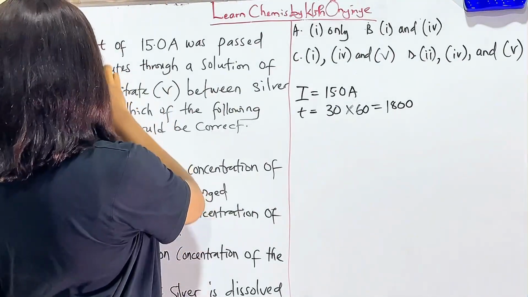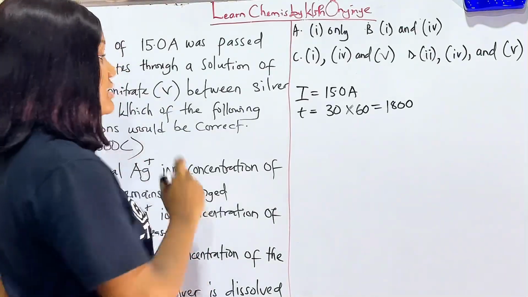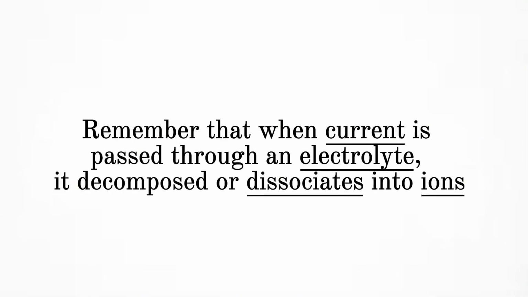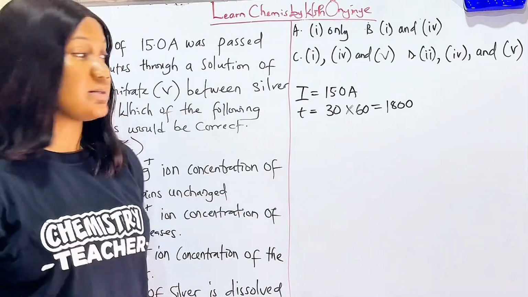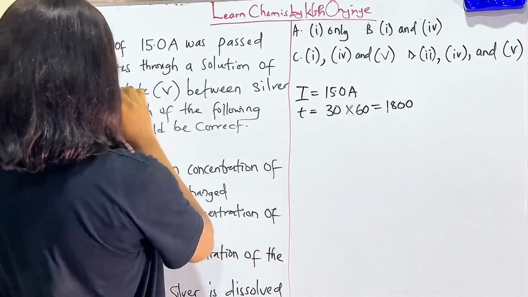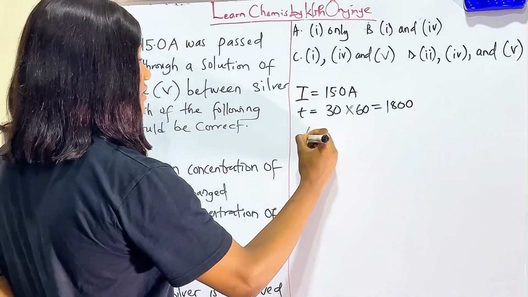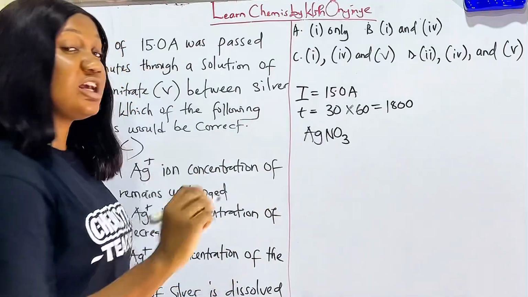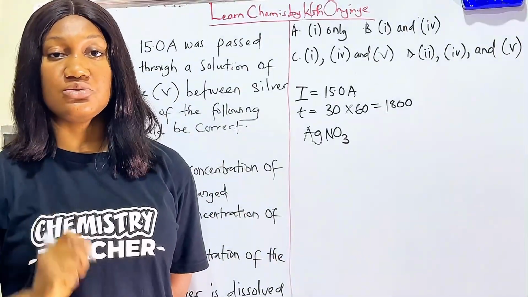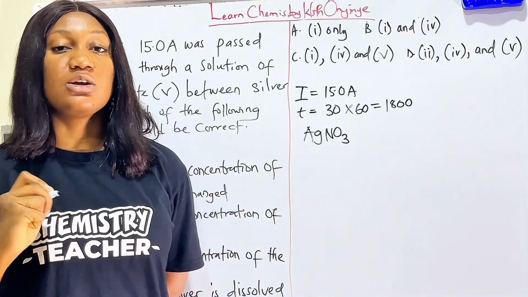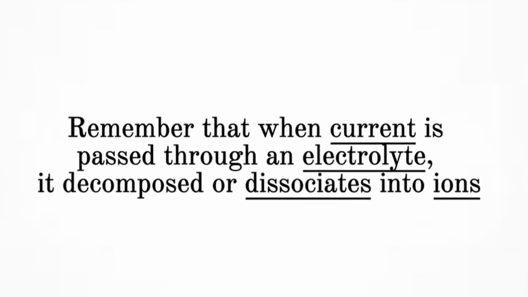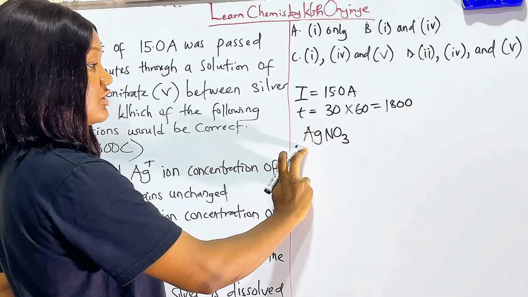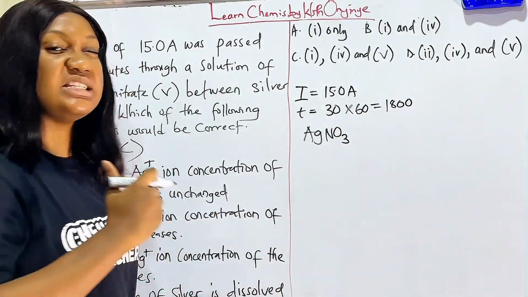Now, like I said, current is passed through this. This here will now be known as our electrolyte. So what's the chemical compound representing silver trioxonitrate(V)? We have silver trioxonitrate(V). Now with electrolysis, we see that once current passes through an electrolyte, chemical decomposition will occur. And when this chemical decomposition occurs, the electrolyte is dissociated into its respective ions. So if current passes into this electrolyte, this compound will dissociate.